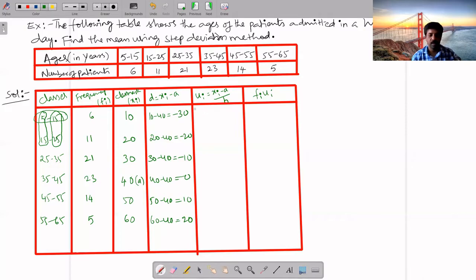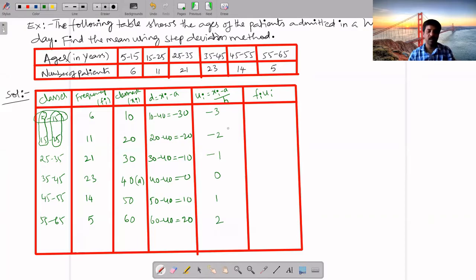Now here, what does it become? The numerator is minus 30 by h. h means 10. So minus 30 by 10 gives you minus 3. The next one, minus 2. Now minus 1, 0, 1, 2.